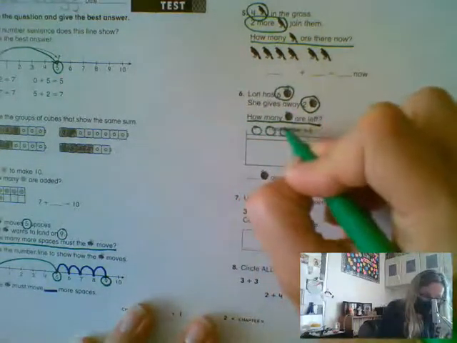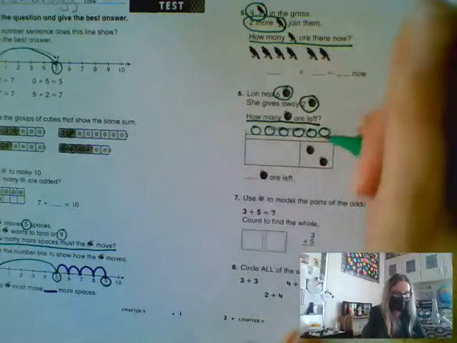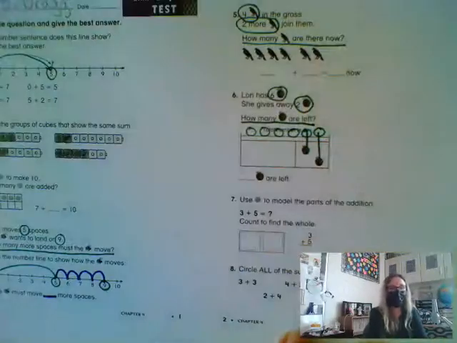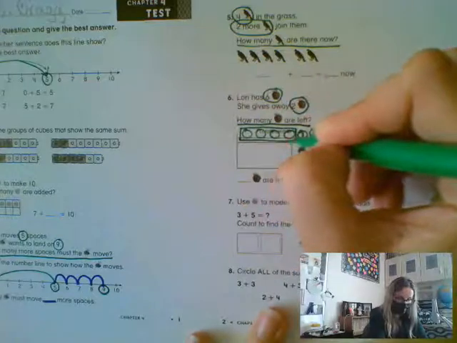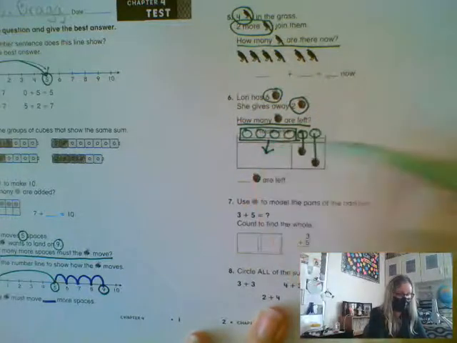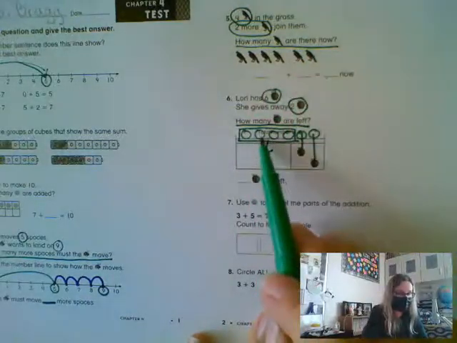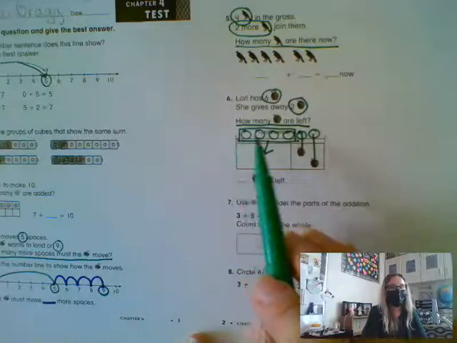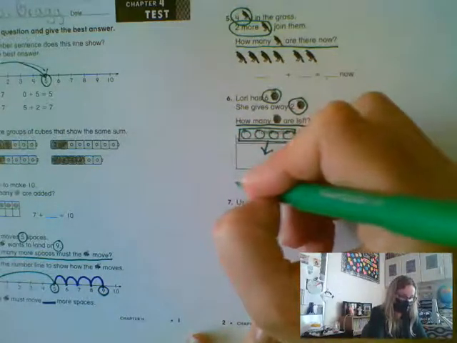So she has 6 altogether. That's 1, 2, 3, 4, 5, 6. She gave away 2. So there's 1, 2. We're trying to figure out how many she has left over, which is this number right here, that we can put as our other part. So figure out if she had 6 altogether, 1, 2, 3, 4, 5, 6, and her first part is 2, what would the other part be? And write that number on this line right here.